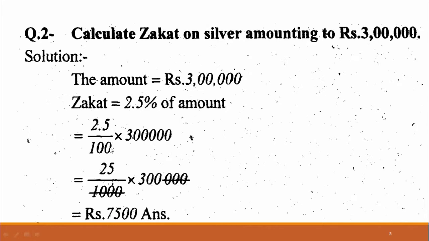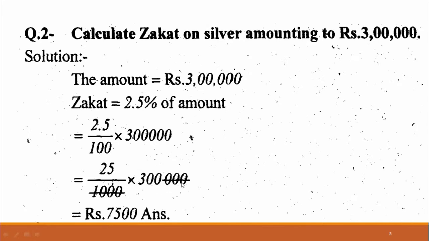2.5 divided by 100 multiplied by the total amount. Now 2.5 divided by 100 can be written as 25 divided by 1000 and multiplied by this total amount.